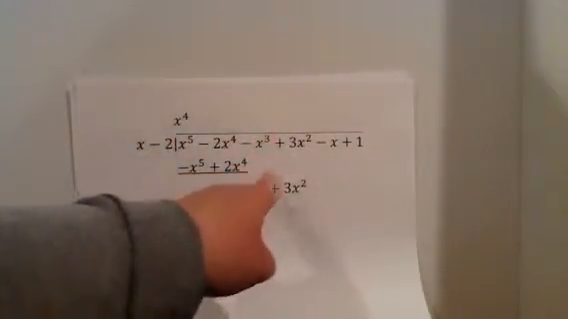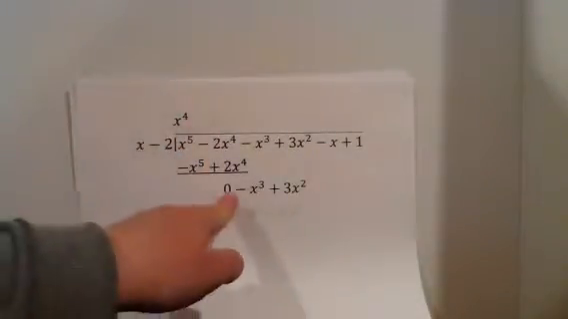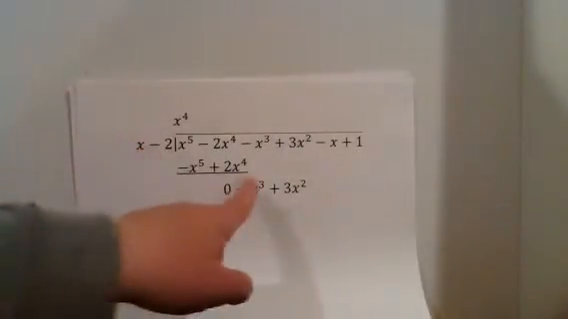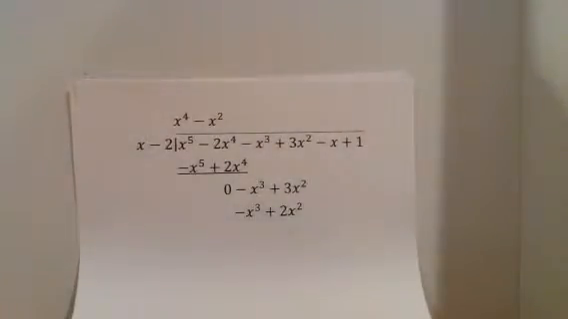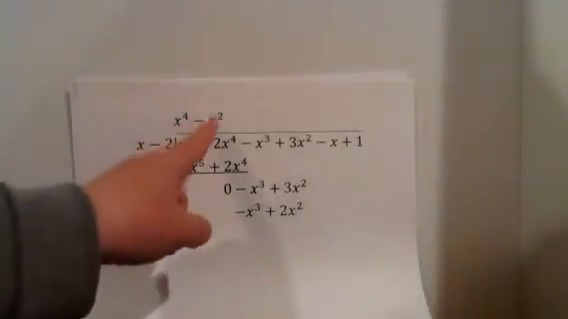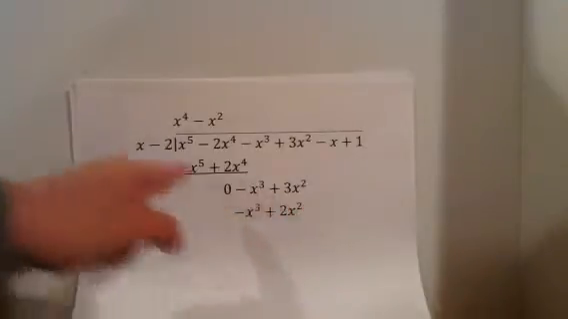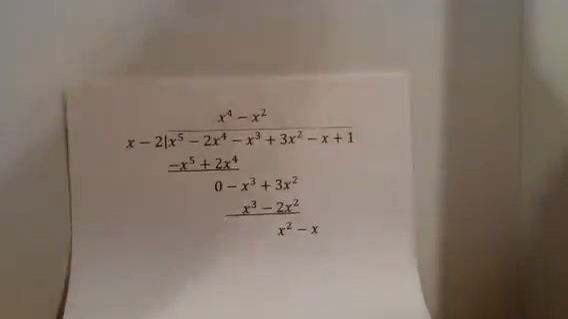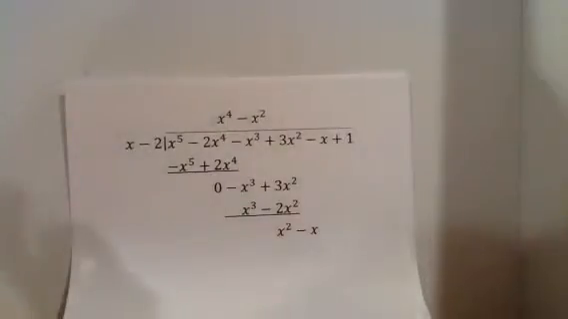So now I bring down what's over here, and I'm actually bringing down two terms this time because there's two terms over here, and when I subtracted I ended up with nothing. So now we start the process over, and we think x times what gives me a negative x to the third. The answer is a negative x squared, so I write negative x squared in my answer, and then I multiply negative x squared times x minus 2 and write that here. The next step is to subtract, so that's going to change these signs. And that leaves me with an x squared, and then I bring down the negative x and we start over.